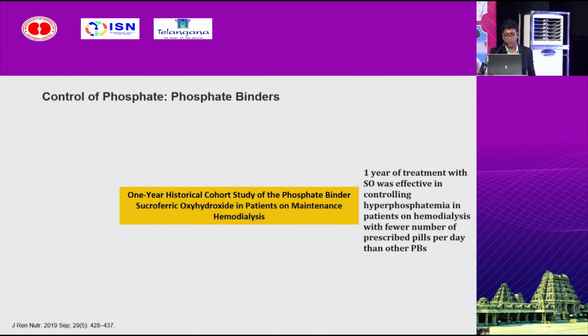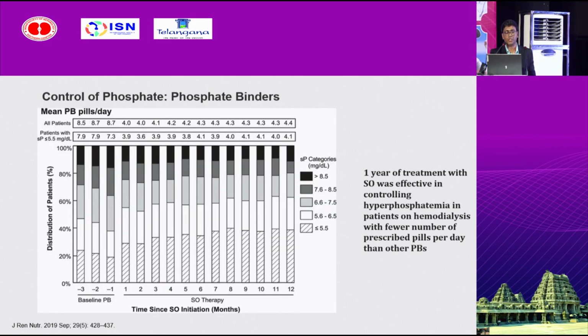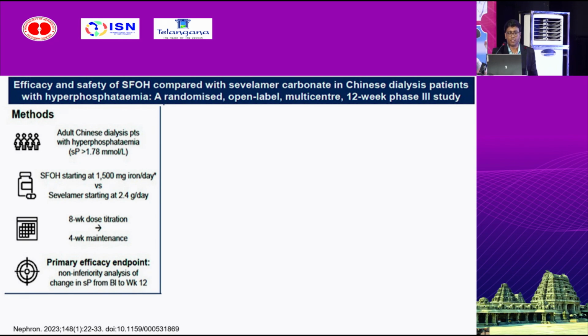This study was done over a period of 1 year in hemodialysis patients. And if you see here, at baseline, the pill burden was 8.5, and over a period of 1 year when it was followed, the pill burden was reduced to 4.4, and even patients achieving the target level of phosphorus, that is less than 5.5 milligrams, increased from the baseline 14% to 23 to 34.1% over a period of 1 year. And another study combining sucroferric oxyhydroxide with sevelamer.